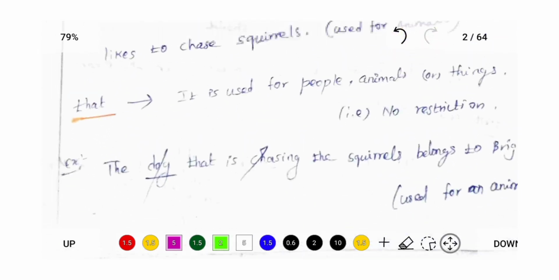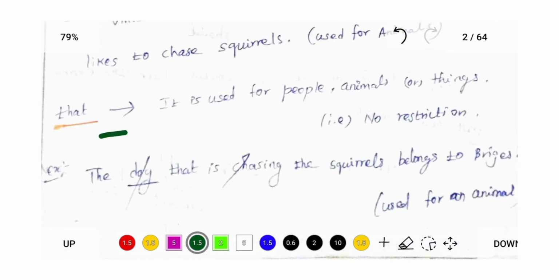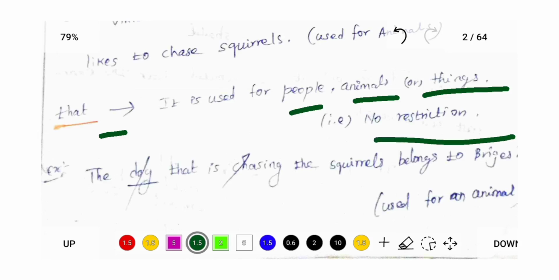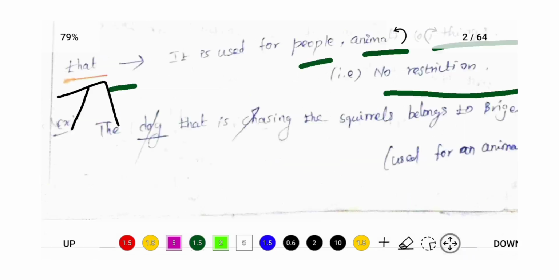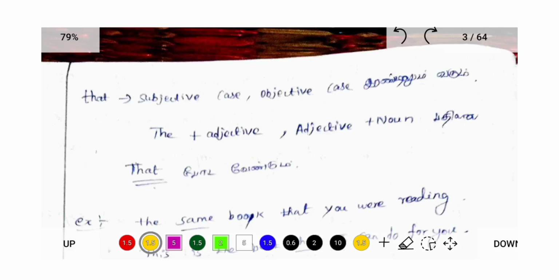That is used for people and animals or things. No restriction. To understand, whenever you use that in a sentence, that is used for people, living things and non-living things. We see some examples for your understanding, and that is used in both subjective case and objective case.